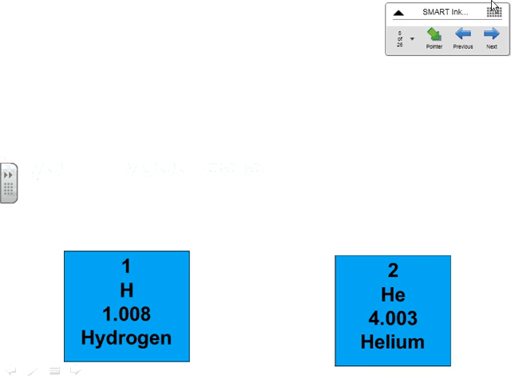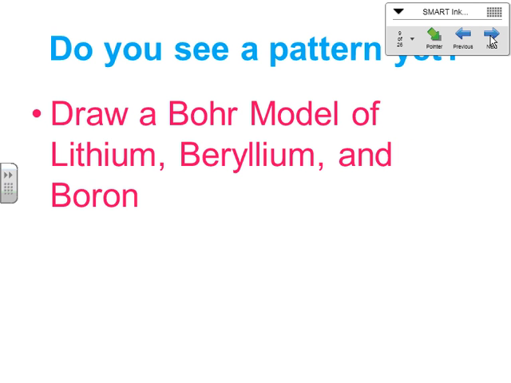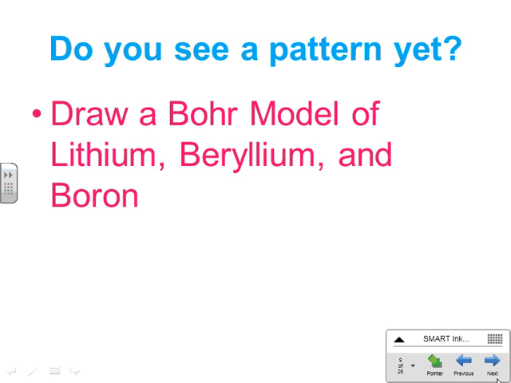Here are the element keys for hydrogen and helium. We have an atomic number of 1 for hydrogen and an atomic mass of 1.008. Helium has an atomic number of 2 and an atomic mass of 4.003. Here are the Bohr models indicating that information. Do you notice anything that they have in common? So if you didn't see a pattern quite yet, that's okay. Let's do 3 more examples and see if we can figure out what they have in common.